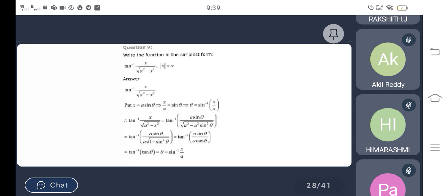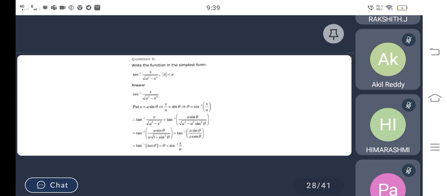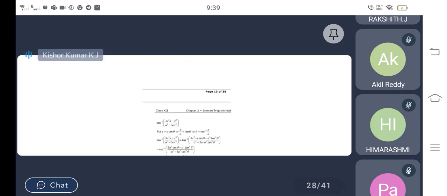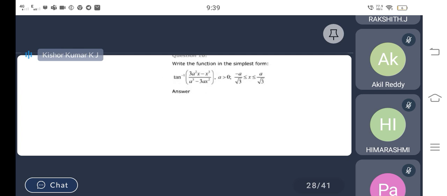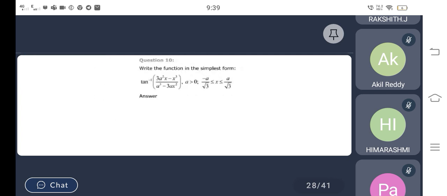It's more than this, this is also an important problem that is for 2 marks. Function in the simplest form, tan inverse of (3a square x minus x cube) divided by (a cube minus 3ax square), where a is greater than 0 and x lies between minus a by root 3 to plus a divided by root 3.